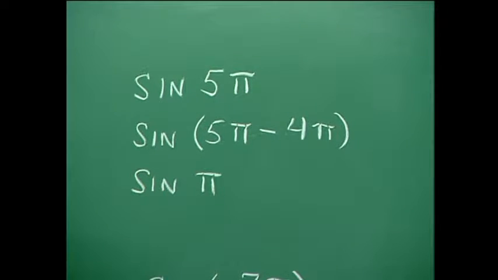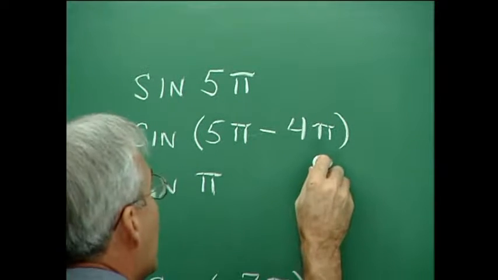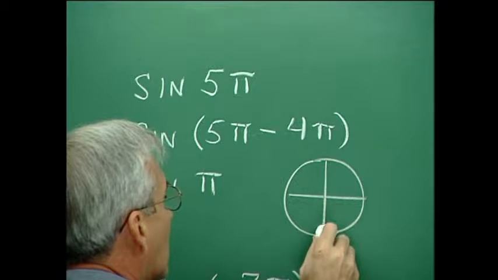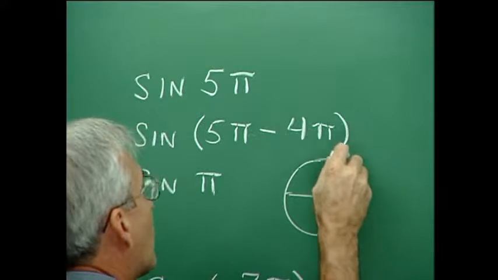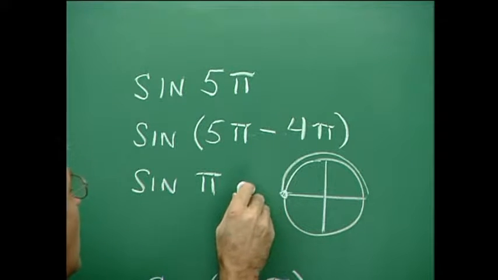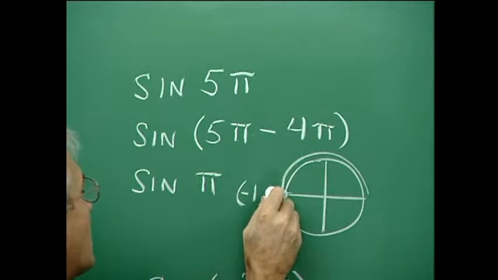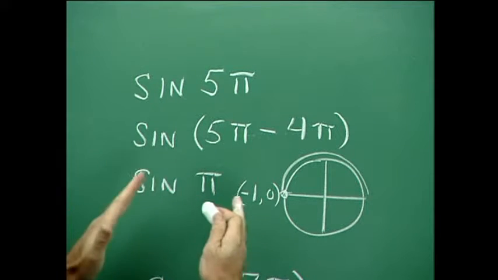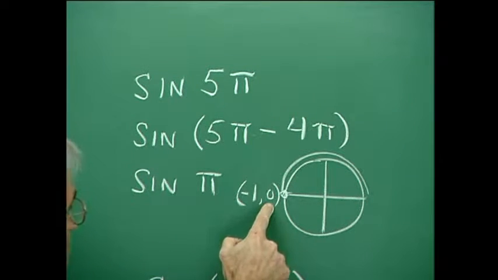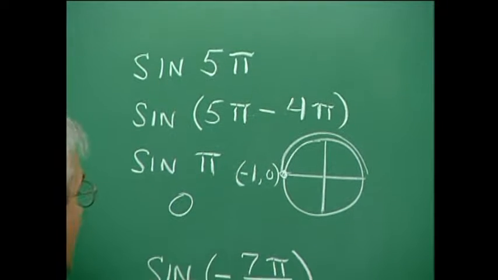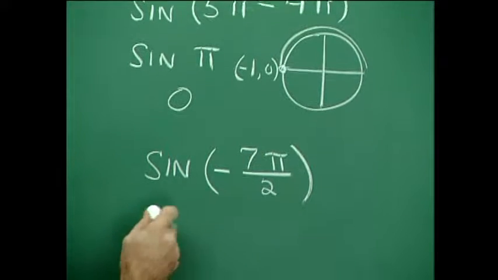Now the sine of pi. I know something about the sine of pi. I know that a distance of pi is a distance around to this point. And the coordinates of that point are -1, 0. And I know that the sine of a real number is equal to the y component, and so this becomes simply 0.